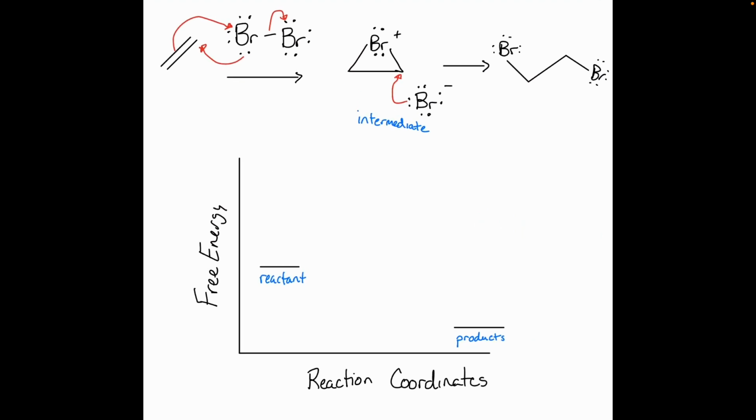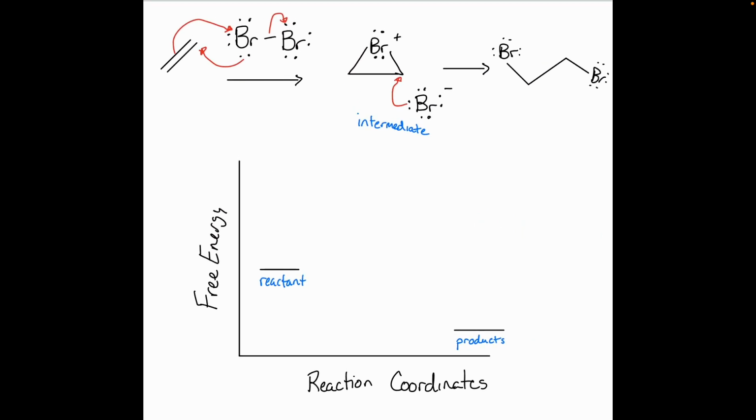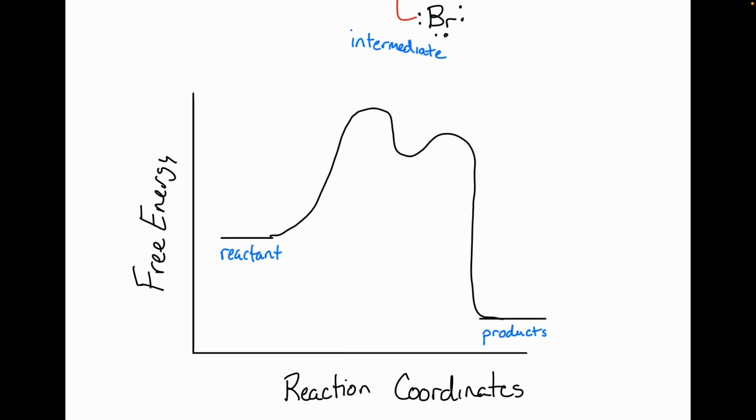Okay, but because of the intermediate in this reaction, it's not just one hump, but rather like this two-humped camel kind of deal. It has this local high energy minima right here. This is our intermediate.